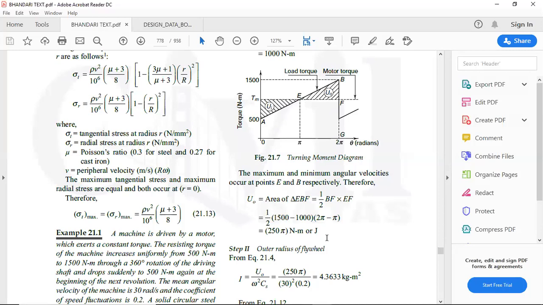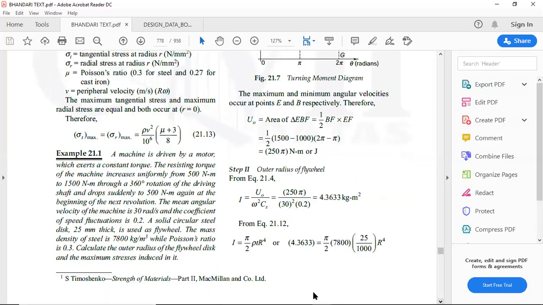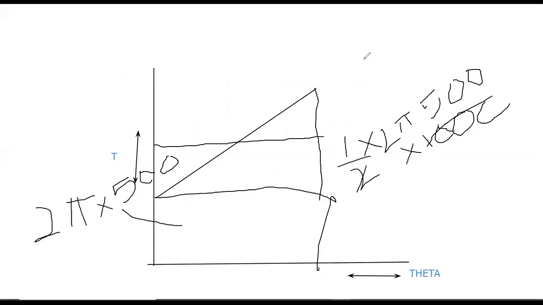Or basically it is a joule. It is the energy that is being stored. So every revolution it has to store this much of energy. So that's the base methodology that is used for calculation of energy. Are you clear about it? How we calculate the energy?